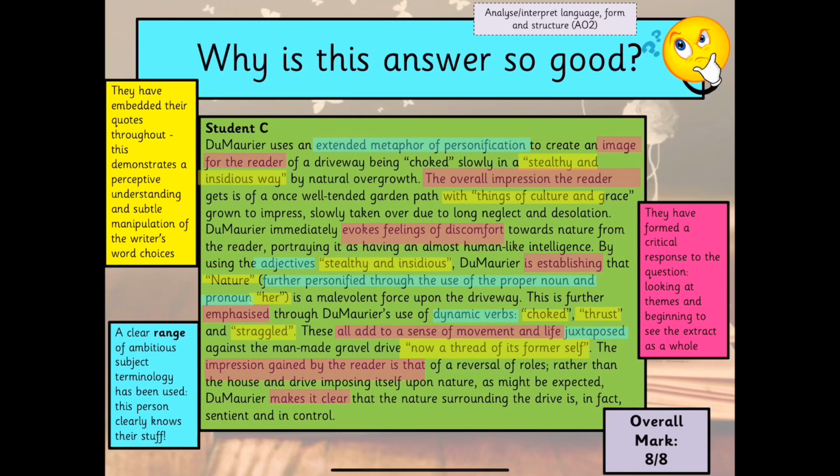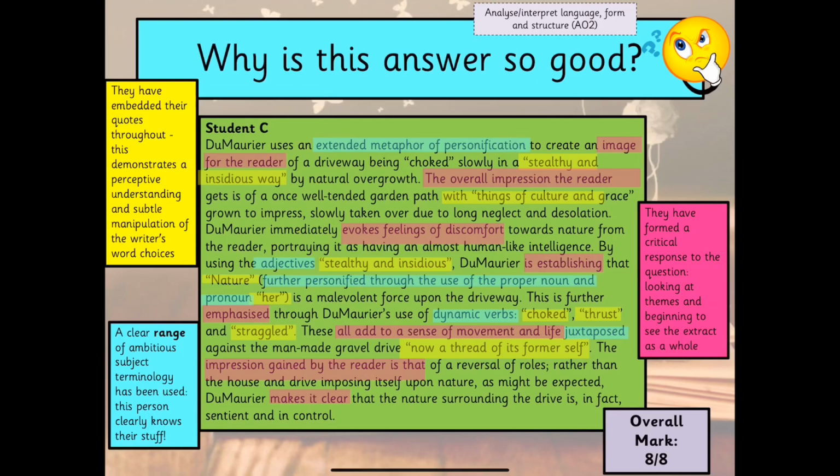As I said before, the use of evidence is impressive because it's embedded throughout, and it demonstrates a really perceptive and subtle manipulation of the writer's word choices. So it's a really nice way of showing that you understand every single word that the writer has used by using them in your own way. And like I said earlier as well, they clearly know their stuff when it comes to terminology. It's very, very confident. There's a very ambitious range that's being used, and it's being used correctly. And importantly, it hasn't been used as just a feature spotting activity.